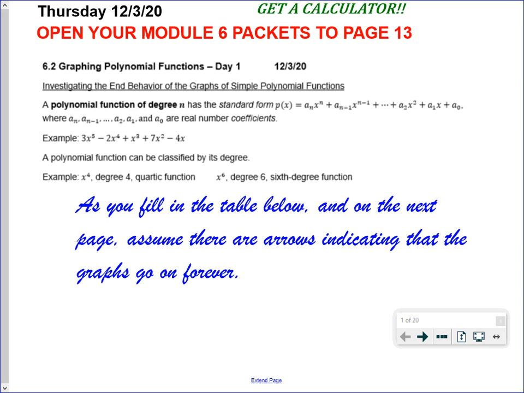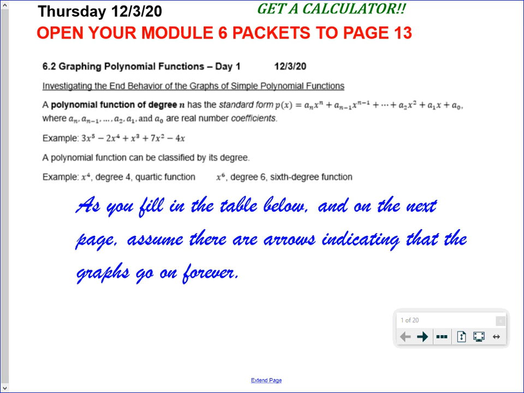So an example: 3x to the 5th minus 2x to the 4th plus x cubed plus 7x squared minus 4x. The 3, the 2, the 1 in front of the x cubed, the 7, and the negative 4 would be what your a values are. Well, the x to the 5th, x to the 4th, x cubed, x squared, and x are your x raised to the n, n minus 1, all the way down.